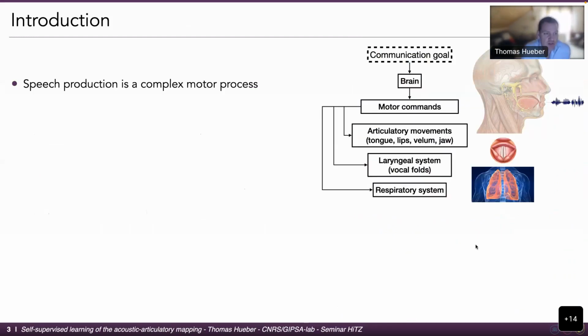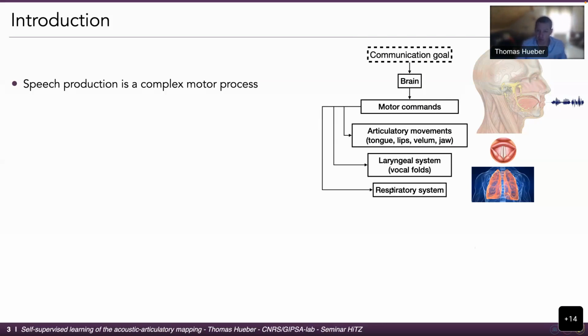Okay, so let's focus on speech production. As you know, or maybe you don't know, speech production is a complex motor process, because it involves several motor commands that are conveyed through different streams of physiological signals sent by the brain, which activate different organs in the human body, starting of course with the respiratory system that will provide the energy of the speech sounds.